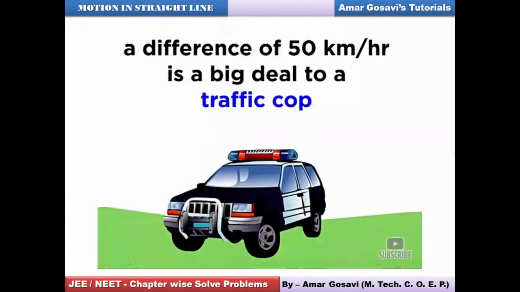Just give me a moment. And what did I say? That speed won't make any difference for a person observing us from a different planet. But 50 kilometer per hour makes a big difference for a traffic cop who's trying to catch a culprit, isn't it? So that's how it has to be interpreted, friends. So hopefully the concept of relative motion is clear to you.